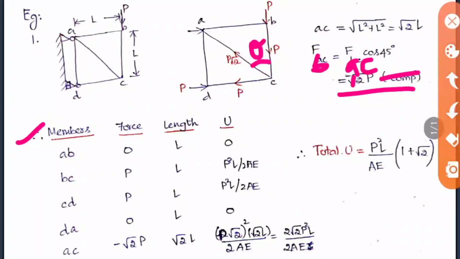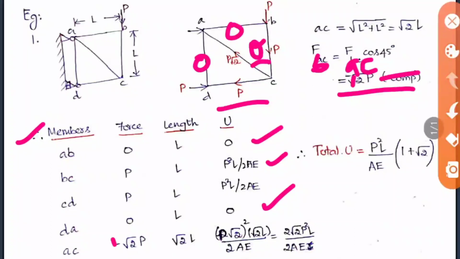The first member I am taking is this AB. Here the force is 0 because it is a 0 force member that we have already seen, and the length is L, so U also will be 0 because P square L by 2AE is 0. For the member BC, the load is P and the length is L, so P square L by 2AE. The next member CD is also P square L by 2AE. And the AD member is a 0 force member, so strain energy is also 0.